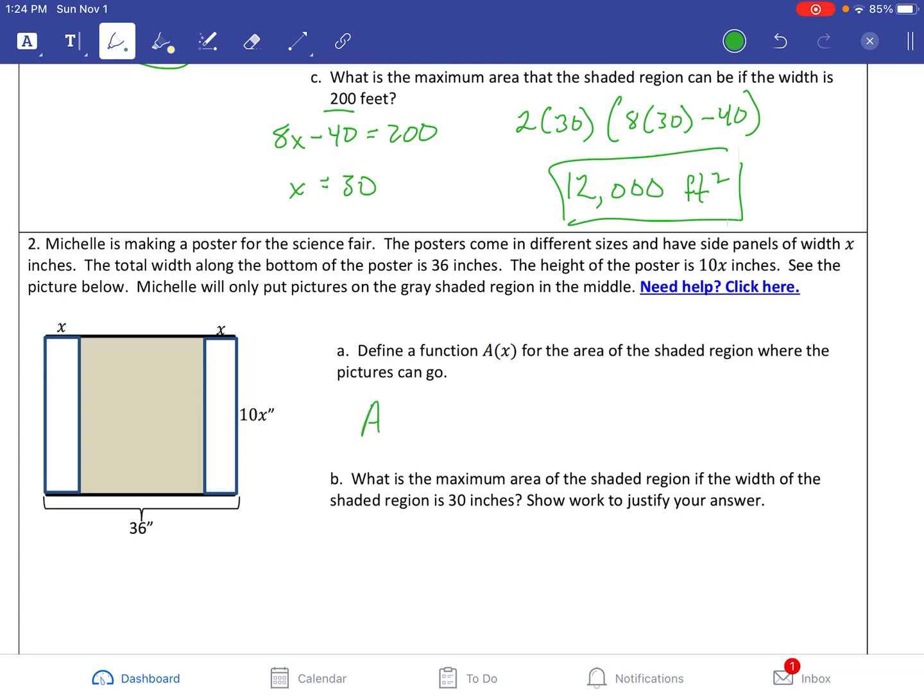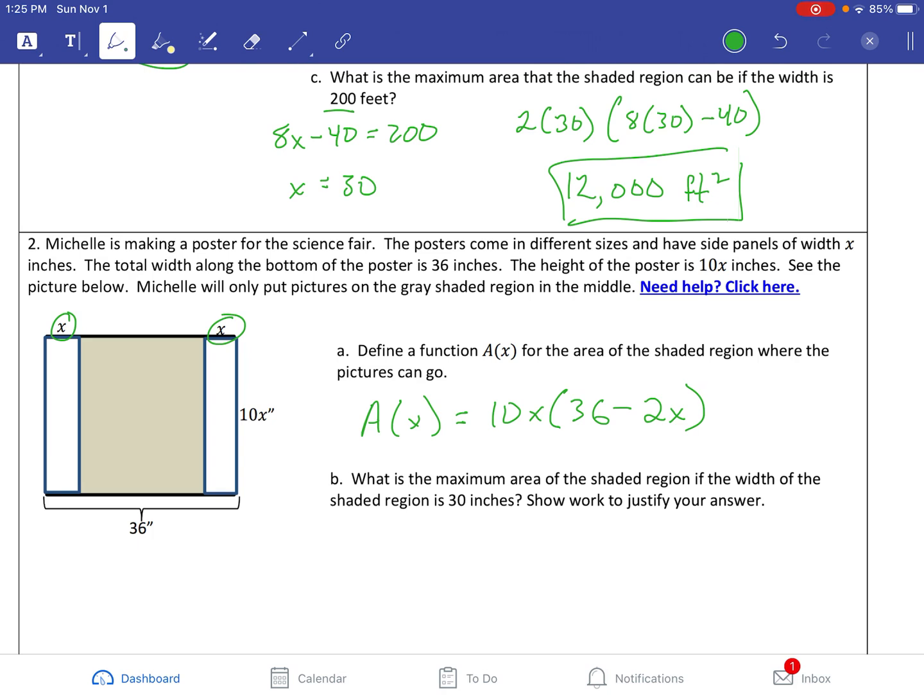So again, we kind of do the same idea as we did up top in the last problem. We have a of x. Our height is 10x. Our width is 36 total, but we're taking away these 2 x's. So if we're taking them away, we're subtracting 2 x's.